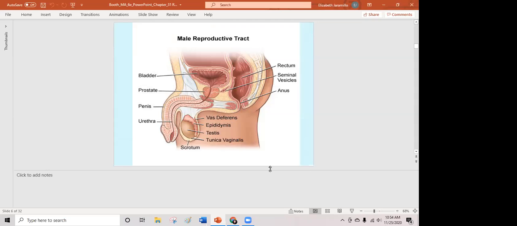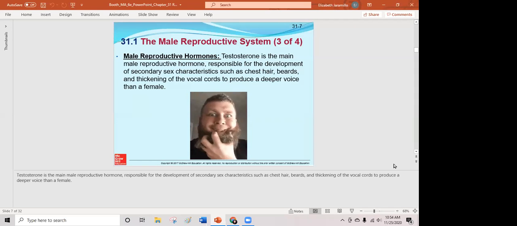Okay, so here is the setup, right? In picture form, if you are filling out your assignment, I believe I gave you guys an assignment to do a diagram probably on this. So this would be a good reference point for that, okay? And we just talked about all of these. So testosterone, again, is the male reproductive hormone. Testosterone is the main reproductive hormone, okay?